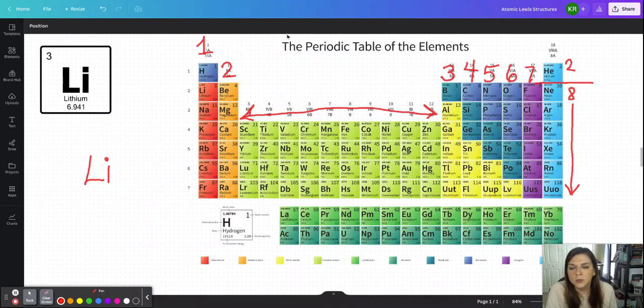So even though lithium's really easy, my strategy is to imagine that lithium is in a box, kind of like this box right here. And all you're going to do is take the number of valence electrons and draw that number of dots around the symbol. And that's it. So let's move on to one that's a little bit tougher.